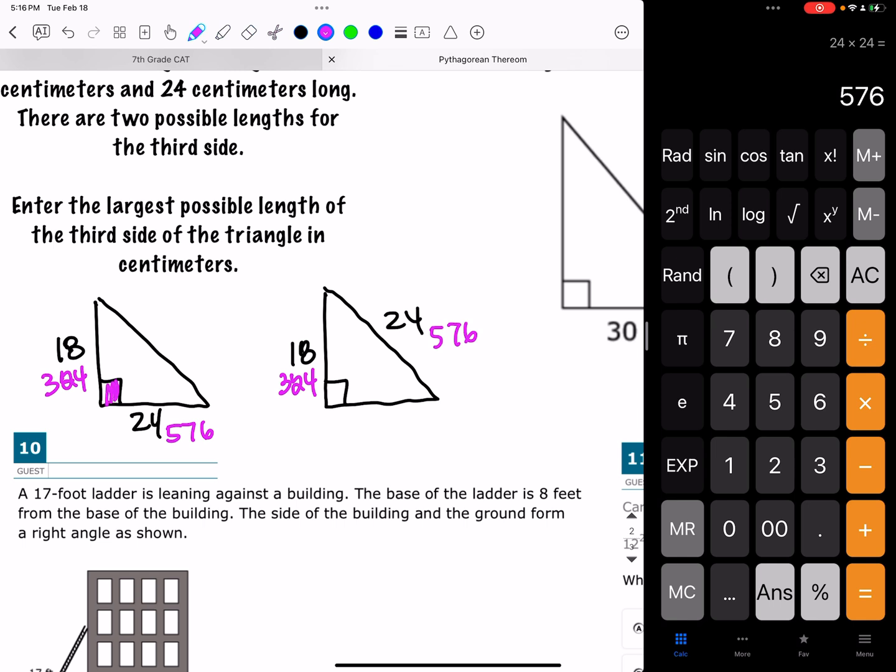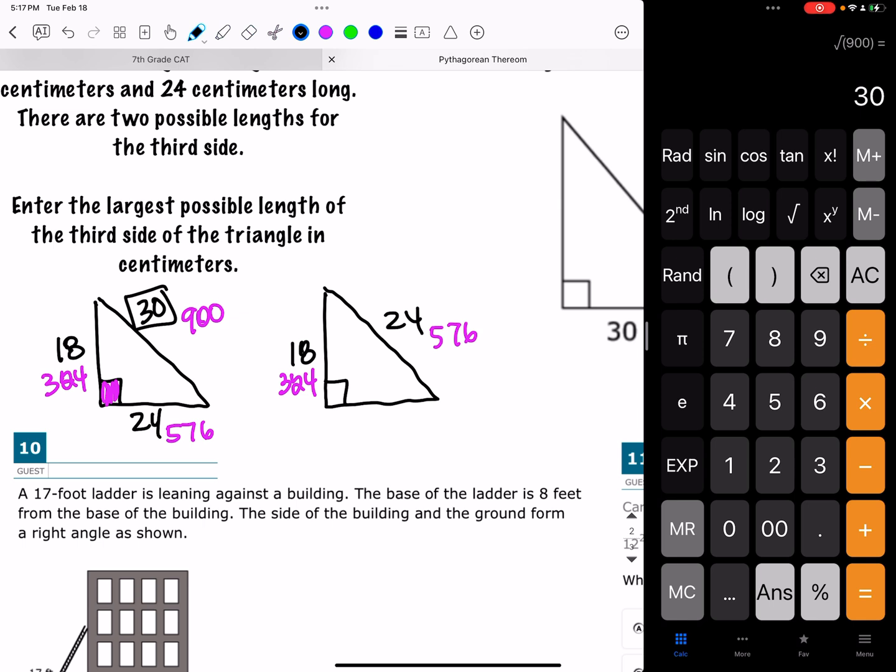Over here, we do add those together. So 576 plus 324 equals 900. I take the square root of 900, and that is 30. So over here, the missing side would be 30.